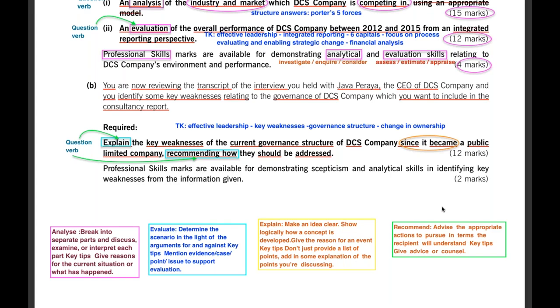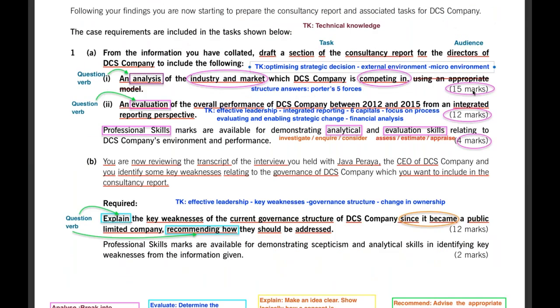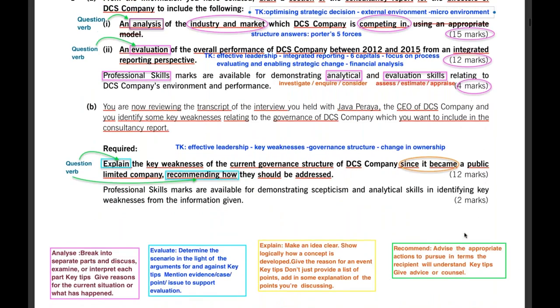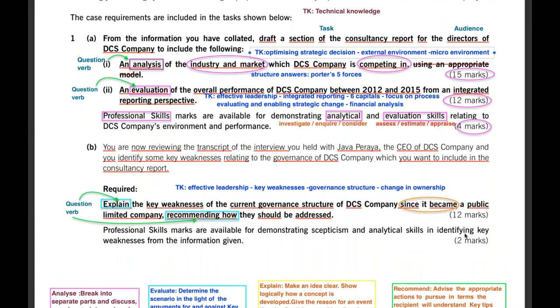If you notice, question number 1 here is a whole chunk of marks. You have 15 marks followed by 12 marks, and then another 12 more marks. So this is what you have in your question number 1. All right.